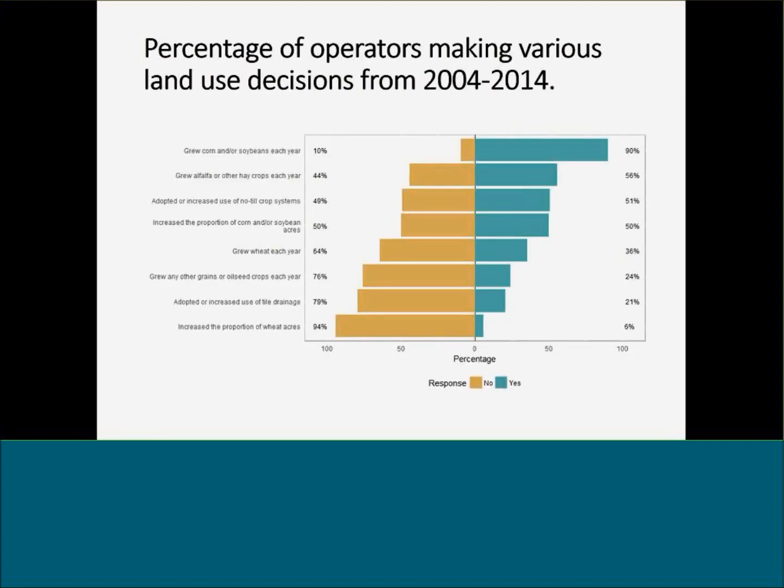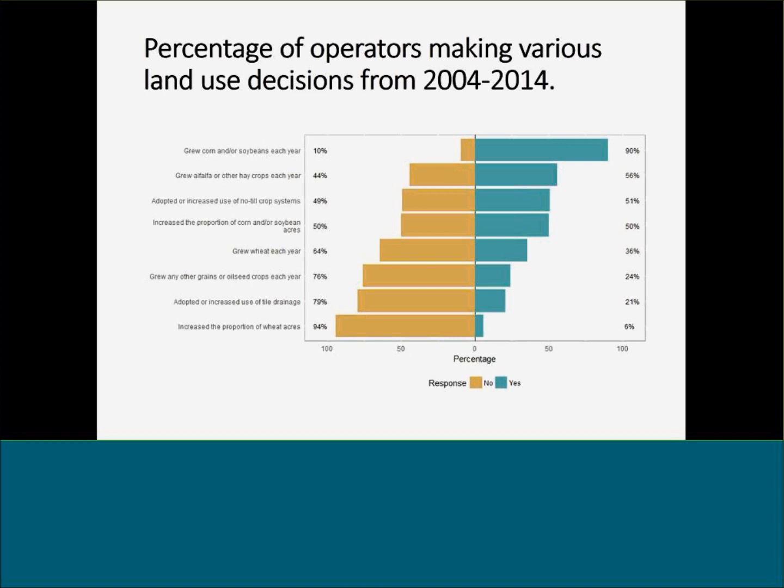Okay, another thing that we're interested in is land use decisions. So here, what we've taken is the results from another question, and we're looking at the percent of operators making various land use decisions from 2004 to 2014, and they're ranked with the questions that were answered yes the most up at the top, and then decreasing toward the bottom. So, the majority of these operators were growing corn or soybeans each year. A lot of them were also growing alfalfa or some other kind of hay crop.